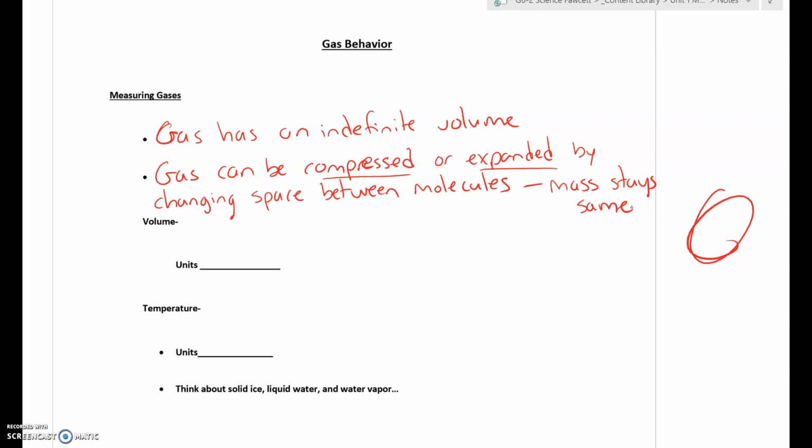Now, when we measure volume, we're looking at how much space something takes up in three-dimensional space. So volume is just the amount of space something occupies. And when we're talking about a gas, it tends to fill up whatever the available space is, so whatever the size of the container.